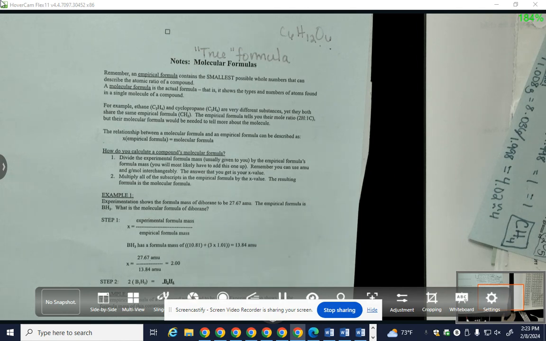We can use our percent composition to find that ratio, and then we can use properties and other pieces of information to now get that actual molecular formula. As well, we can be using the mass of whatever sample we're looking at and kind of put it that way.